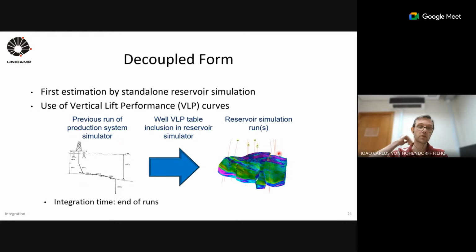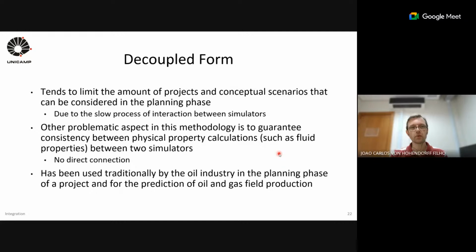Okay? What is the problem with this kind of solution? It tends to limit the number of projects and conceptual scenarios that can be considered in the planning phase, because we need to bring information from one reservoir to another reservoir, and it involves the man-hours of different engineering areas to calculate the tables, send them to the other discipline, simulate, and return. So it's a bit complicated to use this kind of solution.